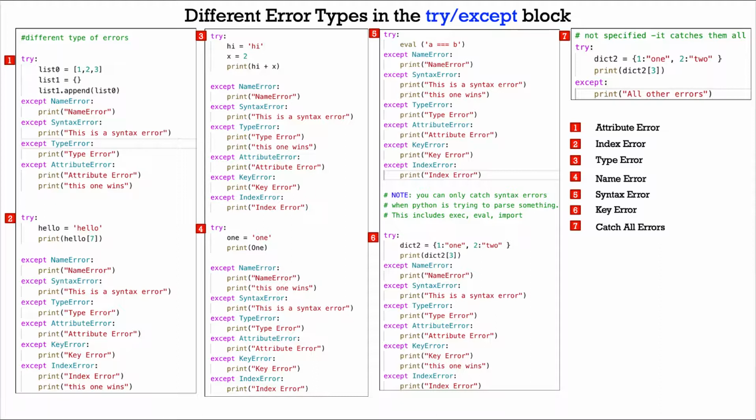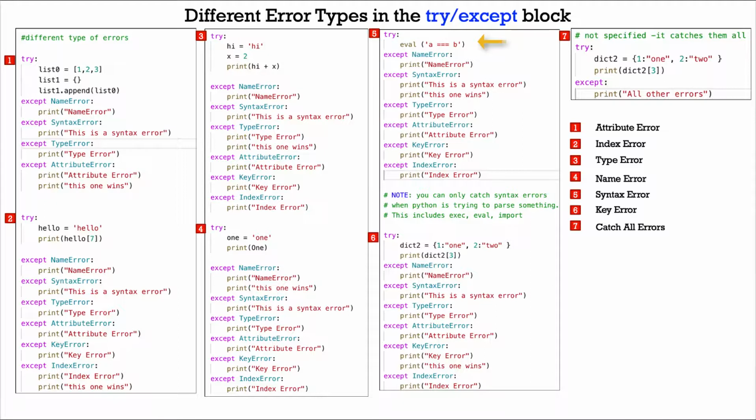The third one is a type error. So we have hi equals hi, x equals 2, and we're trying to do exactly the same thing we did in the previous slide, which is to concatenate or add a string to an integer. And that fails with our print error, type error. This one wins, and then it'll go on executing. The fourth one is a name error. We have 1 equals string 1, and then we try to print 1 capital. Can't find that name, so name error. This one wins.